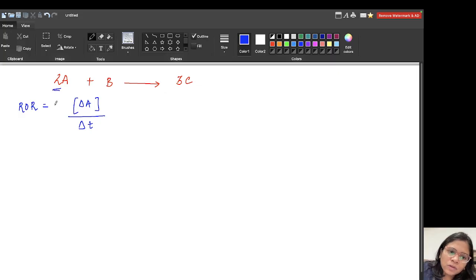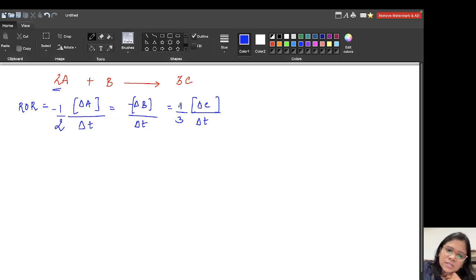and 1 by 2, the 2 will come in the denominator with the minus sign, because it's a reactant. Reactant's concentration is decreasing in the reaction. That's why here we are writing minus 1 by 2 delta A by delta T. Then minus delta B by delta T, and here delta C by delta T times 1 by 3 with a positive sign. Why with a positive sign? Because product's concentration is increasing with time. Okay, so this is just a quick revision.